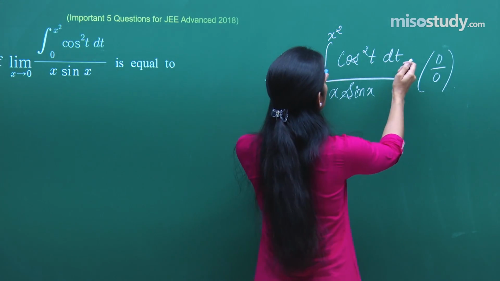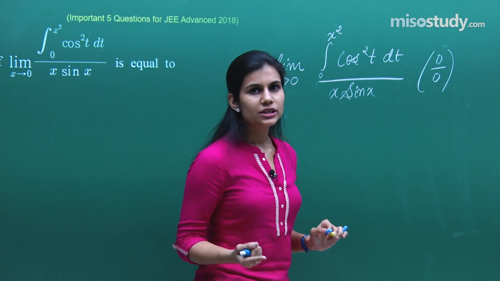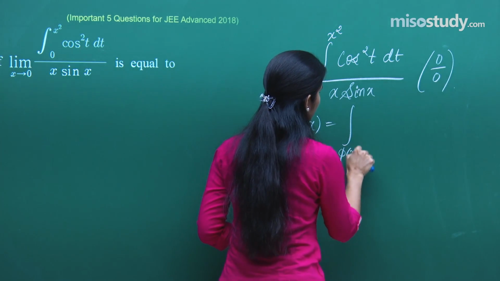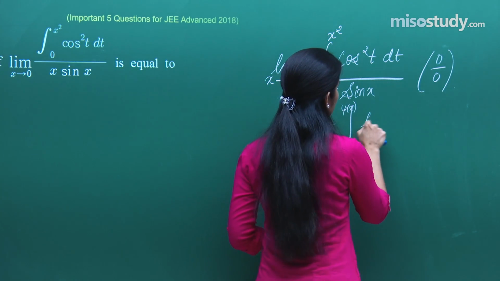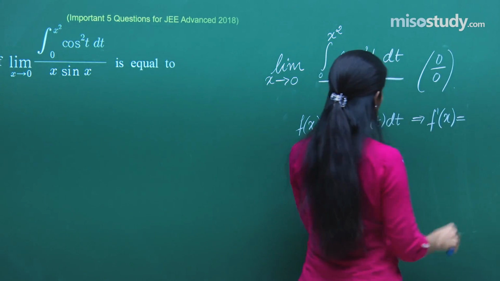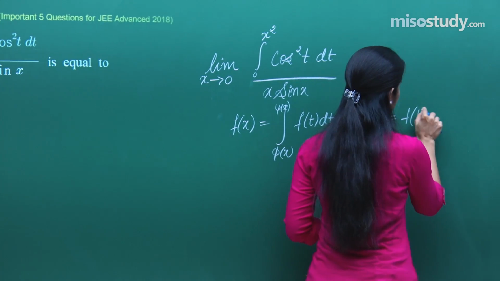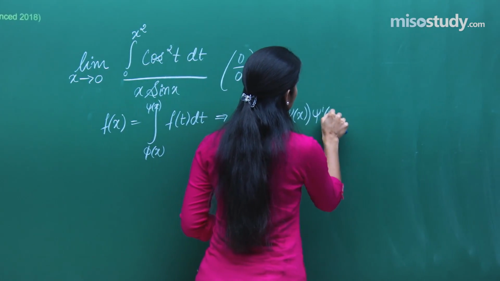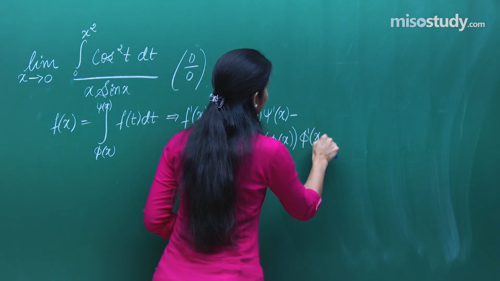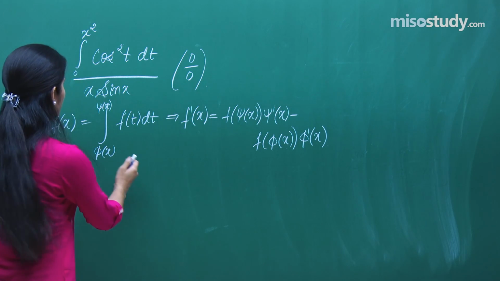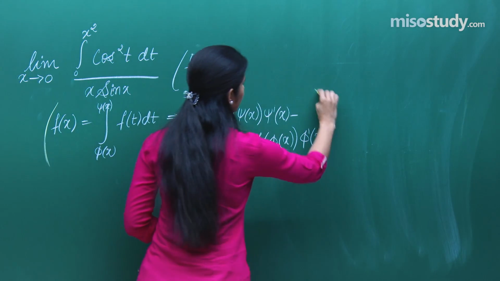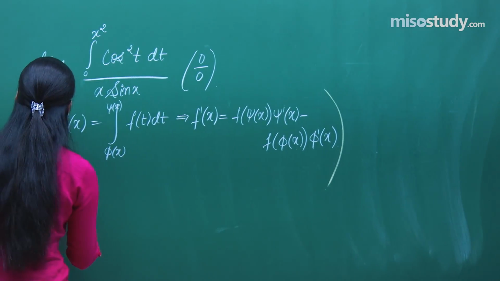Now for applying L'Hopital, the numerator needs to be differentiated. For that, Leibniz rule needs to be revised. What does it say? That if f(x) is equal to the integration from phi(x) to xi(x) of f(t) dt, then f dash x is equal to what? f of xi(x) into xi dash x minus f of phi(x) into phi dash x. So when you are going to do that with the numerator, what is it that you are going to get?